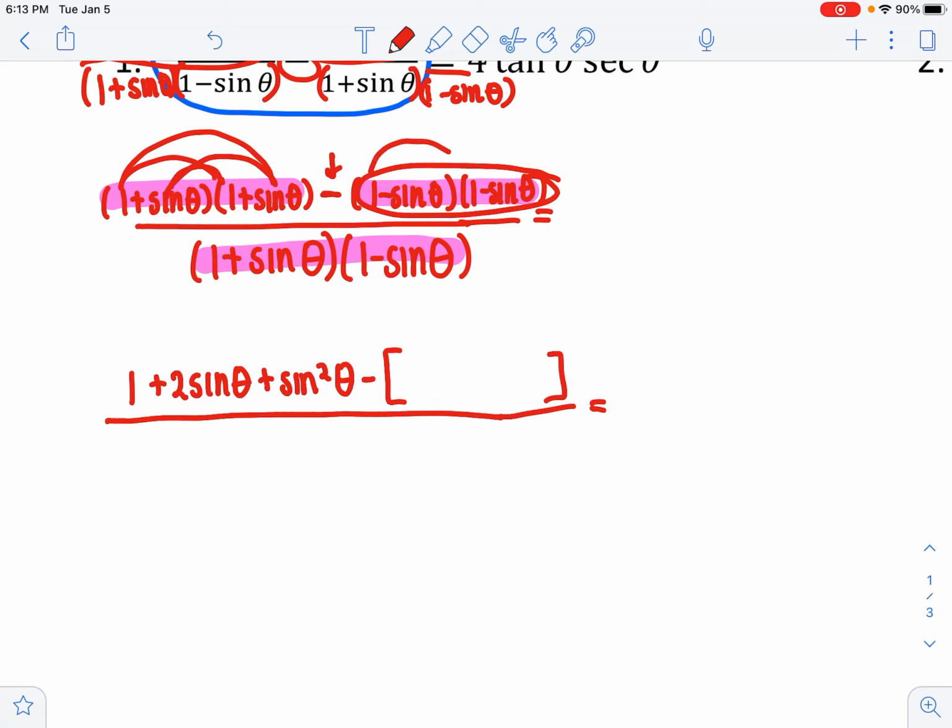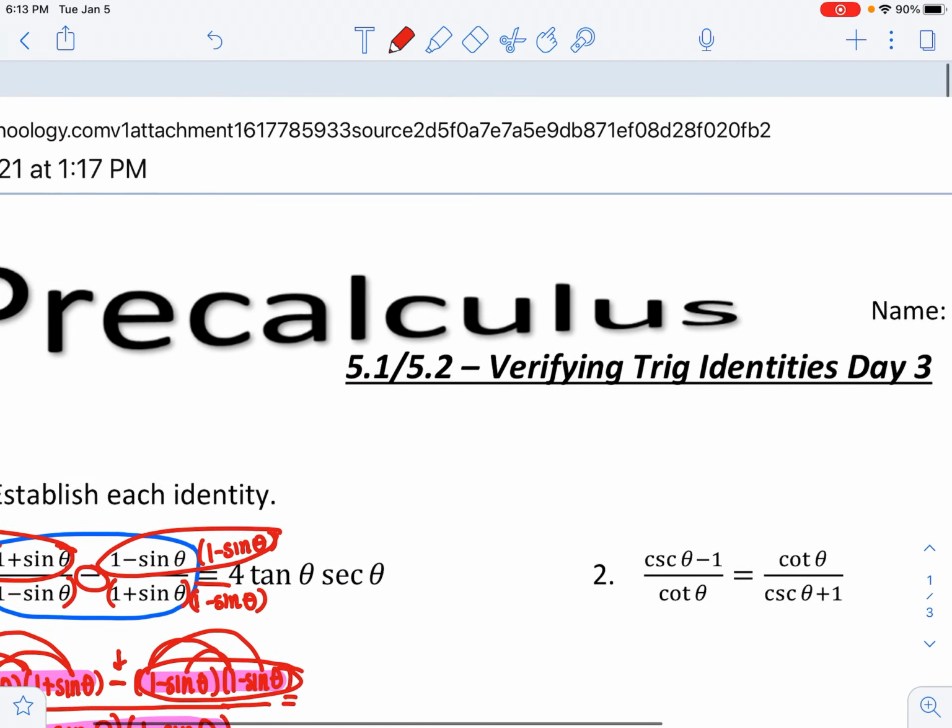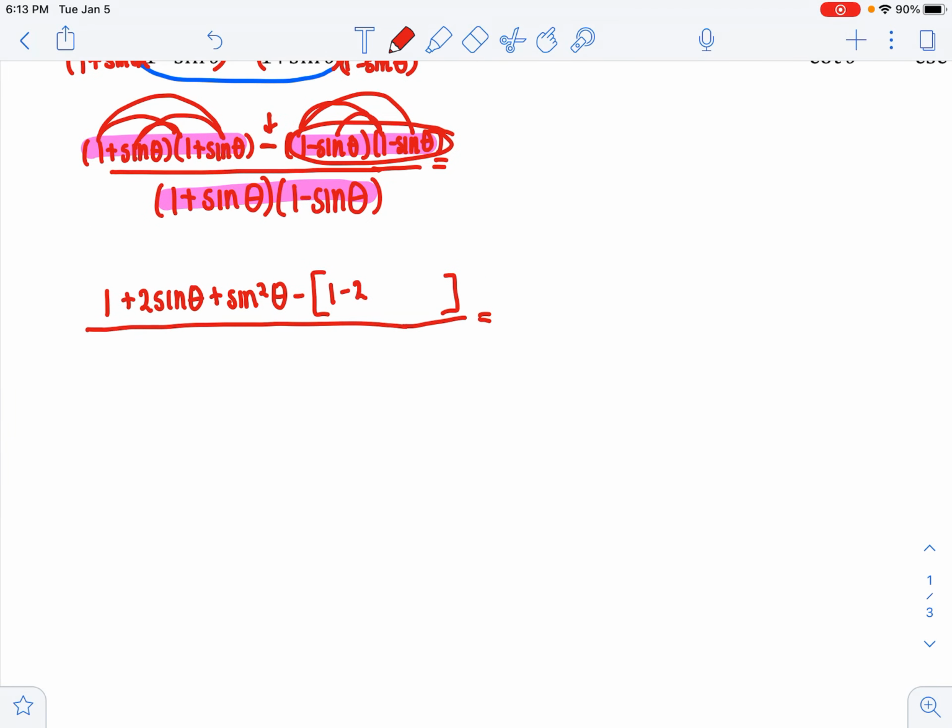Okay, so now I'm going to multiply these 2. 1 times 1 is 1. Outer is negative sine of theta. Inner is negative sine of theta, so I have 2 of those. So I have minus 2 sine of theta. And then last, negative sine times negative sine is plus sine squared. Let me move this over just a tad. Plus sine squared of theta. Okay, I don't like the way that looks. You know how I feel. Let's go like this. Plus sine squared of theta.